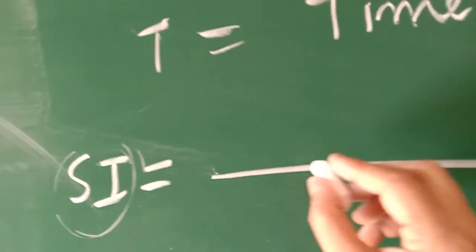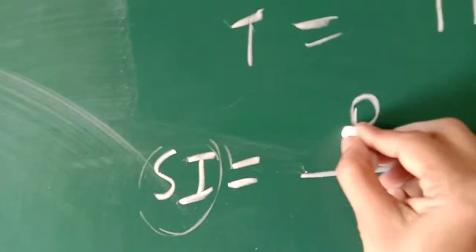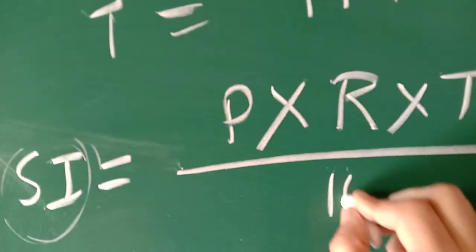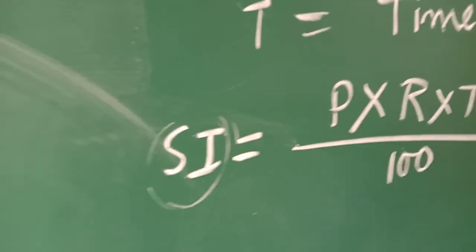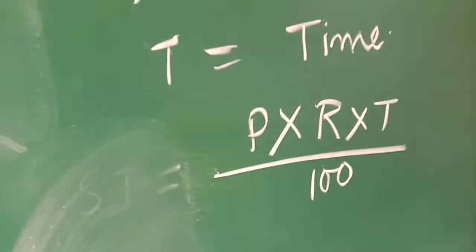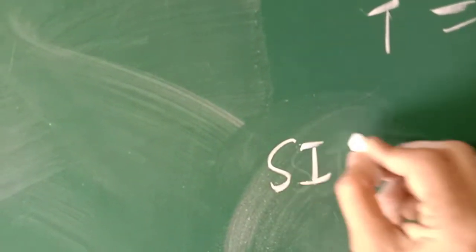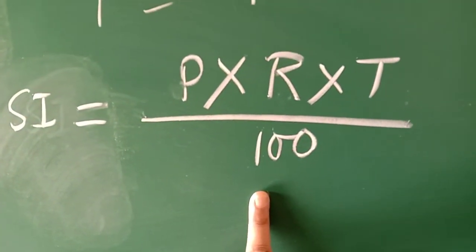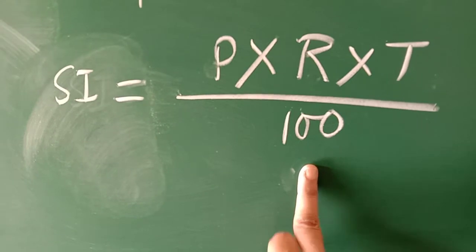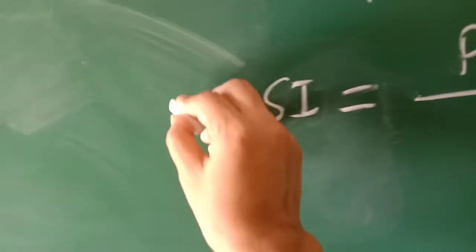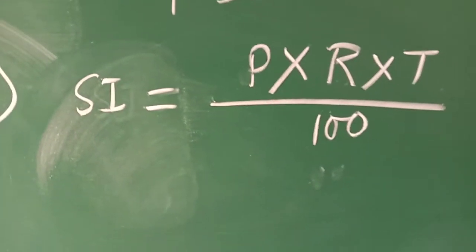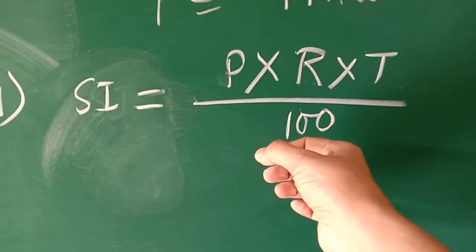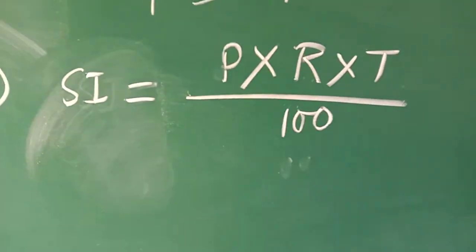This interest is coming in this formula. You have to write P into R into T by 100. That means when you are finding simple interest, you have to multiply principal into rate into time and divide it by 100. This product you have to divide by 100. This is the first formula of simple interest. The extra money, whatever you have deposited in the bank, the extra money bank will give you for that money is known as simple interest.